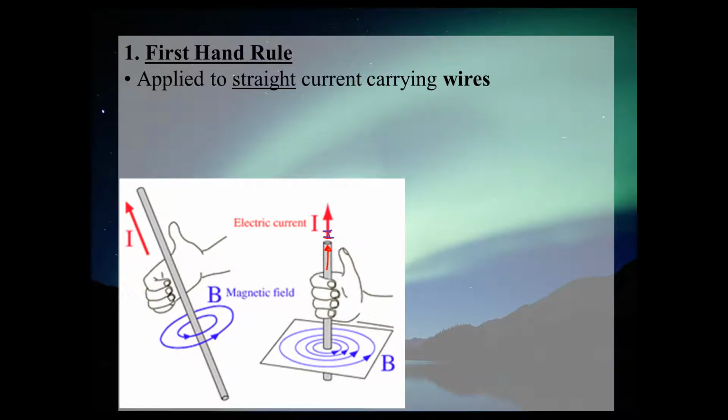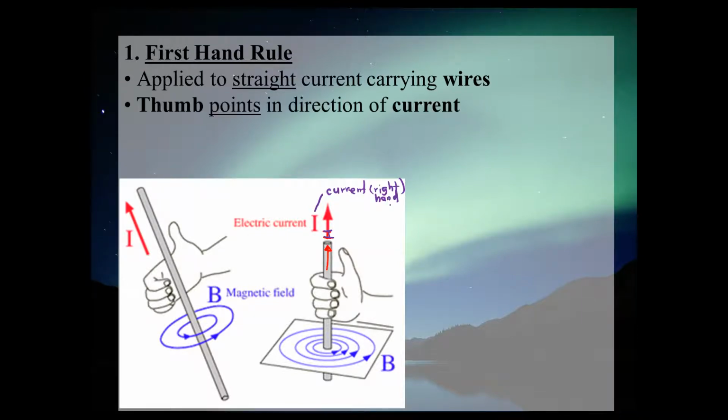Now, the way to apply the first hand rule is, first things first, in the diagram right here, we have I. I is conventional current. Conventional current is the right hand. You start off by taking your thumb and you point it in the direction of the current.